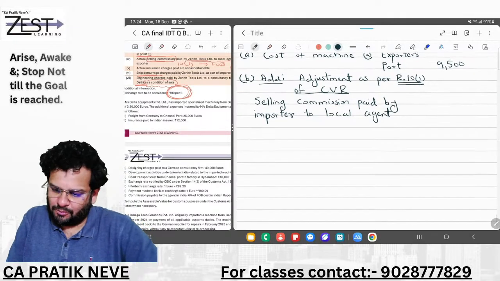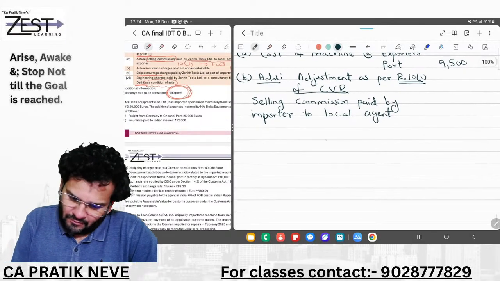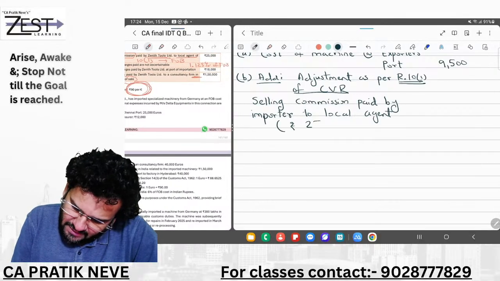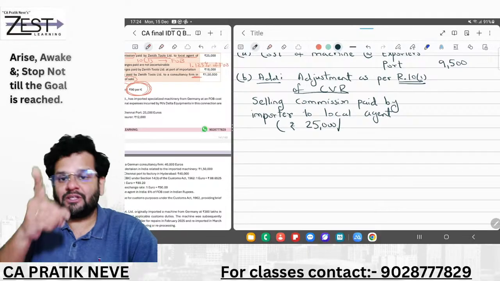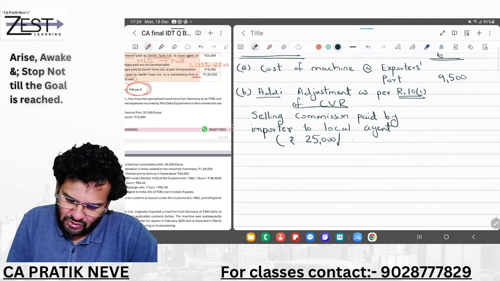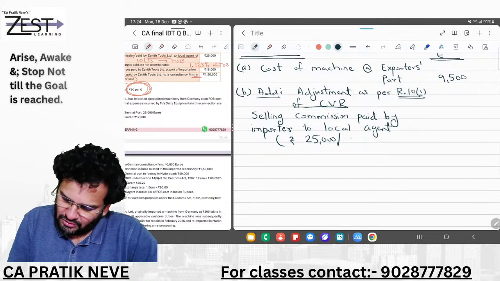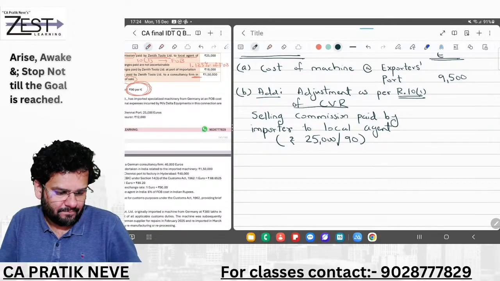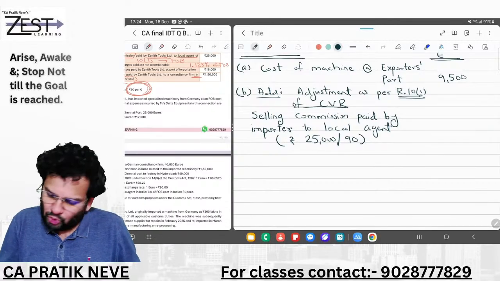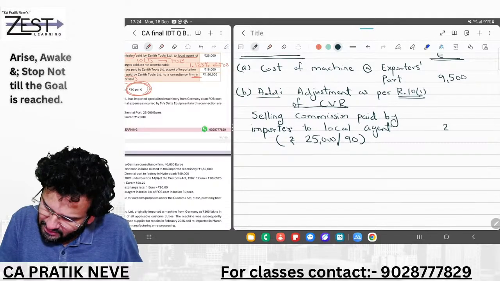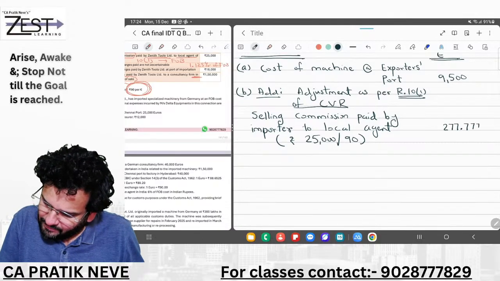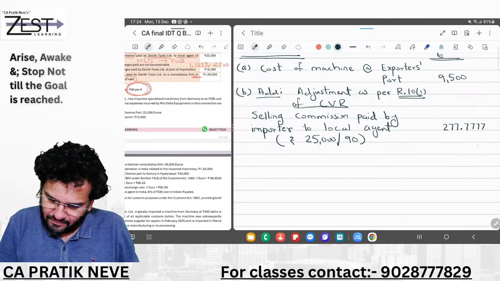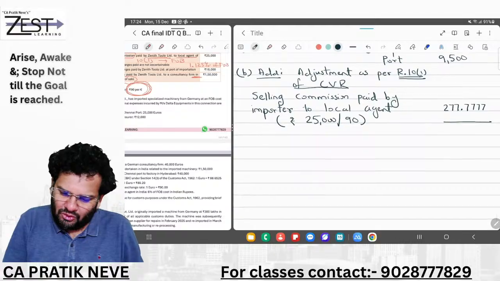So what you are supposed to do? You are supposed to add it. Amount is 25,000, but it is rupees. Now you cannot add rupees 25,000 in that euros. So please convert it into euros. So 25,000 divided by 90 will be 277.7777 euros.